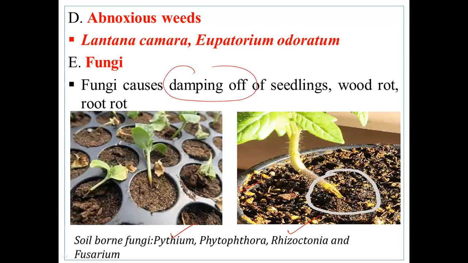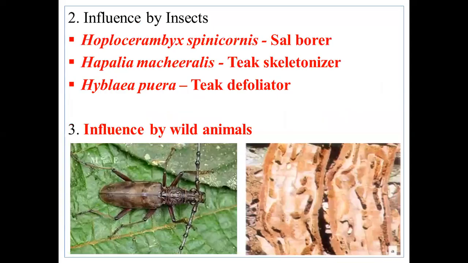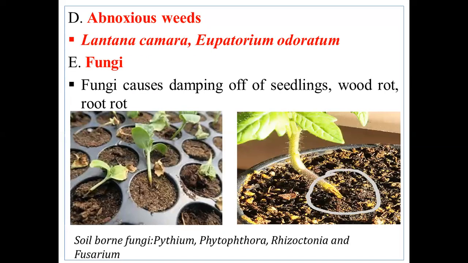When there is this kind of situation, the plant will automatically die. This is one thing caused by fungi. Please remember damping off is caused by Pythium, Phytophthora, Rhizoctonia, as well as Fusarium. That's the one thing you need to remember. Apart from this, we have covered the plant portion.